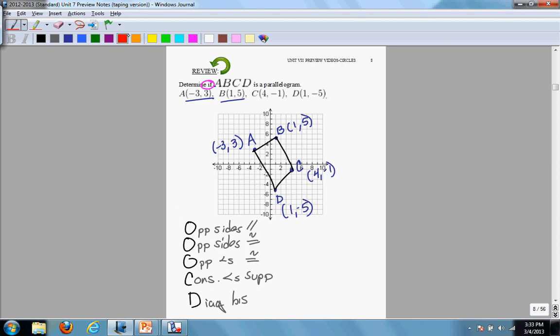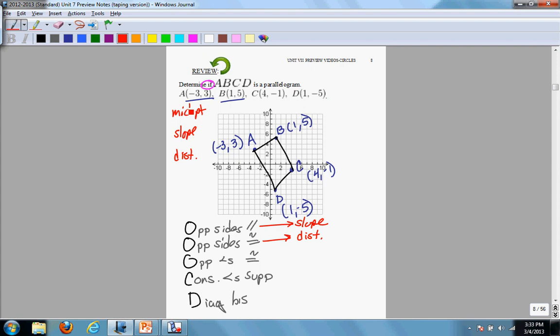Now when we work in a coordinate plane, we're working with the midpoint equation, the slope equation, and the distance equation. Now we need to match these up. If we wanted to show opposite sides are parallel, that's an issue of tilt, we would use the slope equation. If we want to know opposite sides are congruent, that's a length issue. We would use the distance equation.